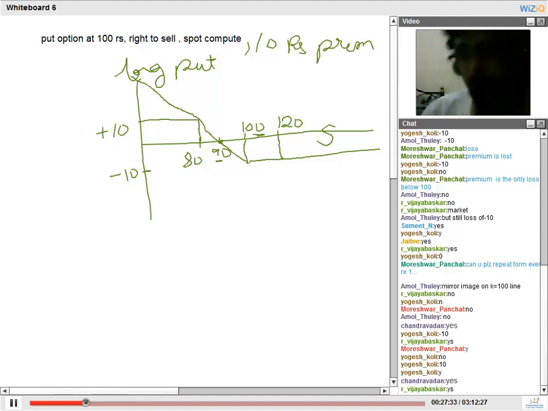Let's take 1 minute, guys. Try to draw the payoff for the short parties. Try to draw the payoff for the short call and the short put.